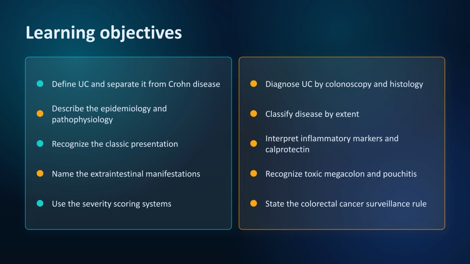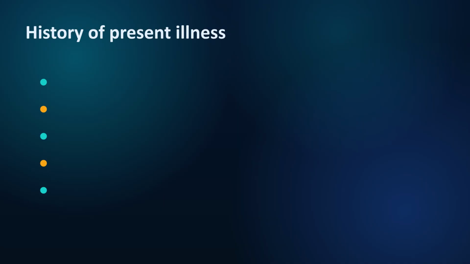Second, name the extraintestinal manifestations, because more than a quarter of patients have them, and know the severity scoring systems. Third, diagnose the disease with colonoscopy and histology, classify it by extent, and interpret the inflammatory markers. And fourth, recognize toxic megacolon and pouchitis, and state the colorectal cancer surveillance rule. Management by drug and severity belongs to its own video, so we stay on the disease itself today. Let us take the history.